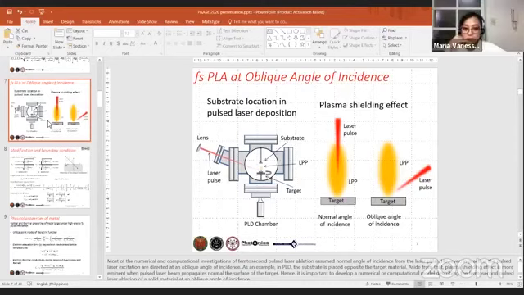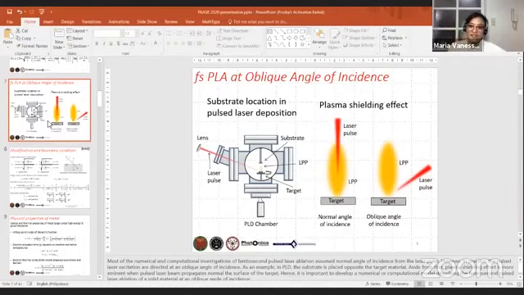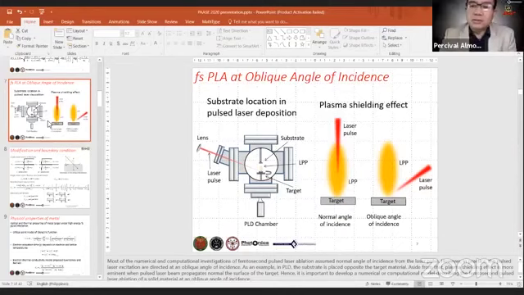But when it comes to ablation, there are definite changes in the surface morphology and topography of the target. The question on its effect on the film is still an open question. But thank you for the research idea. All right. Good luck. Thank you very much.